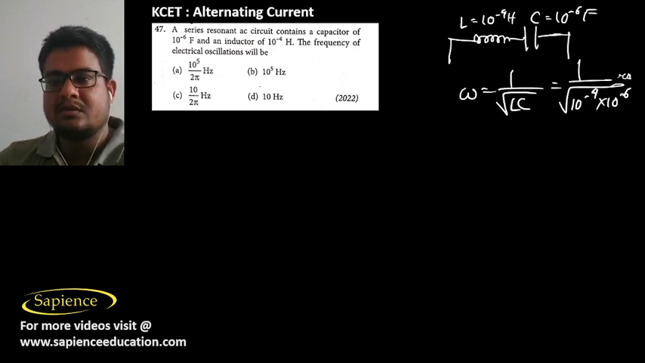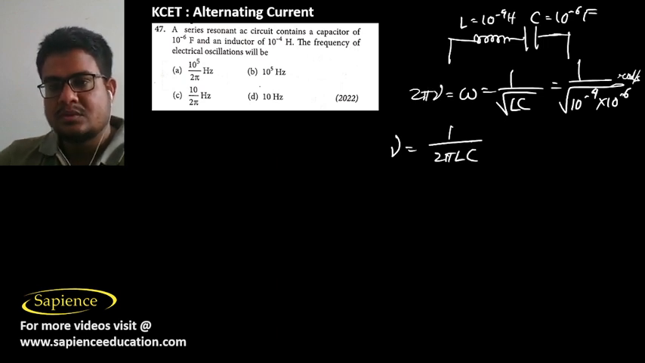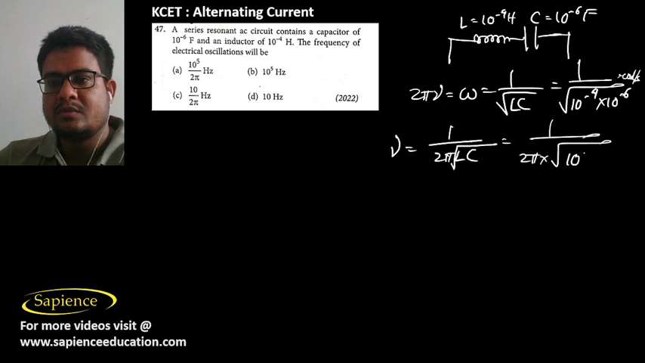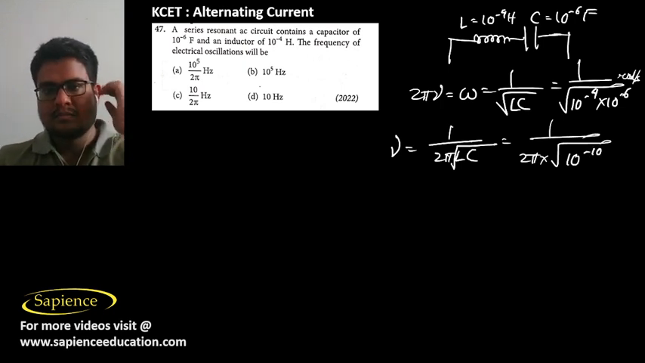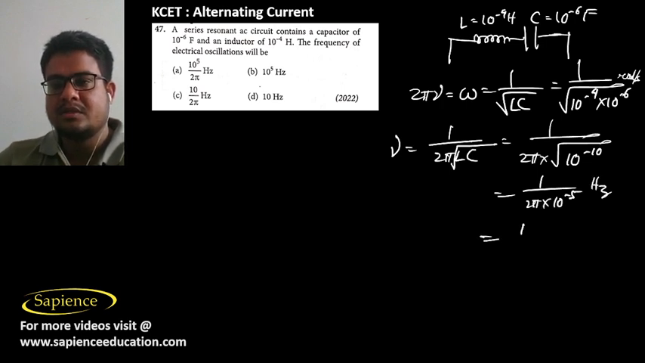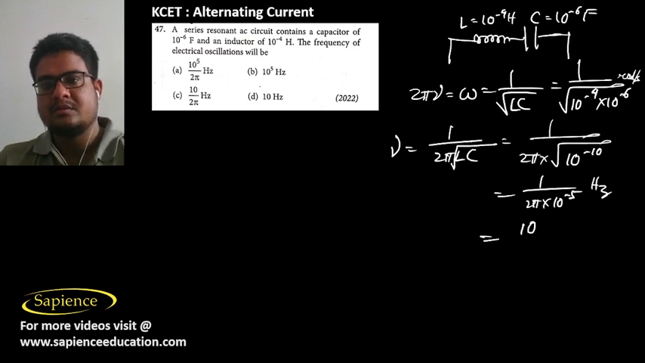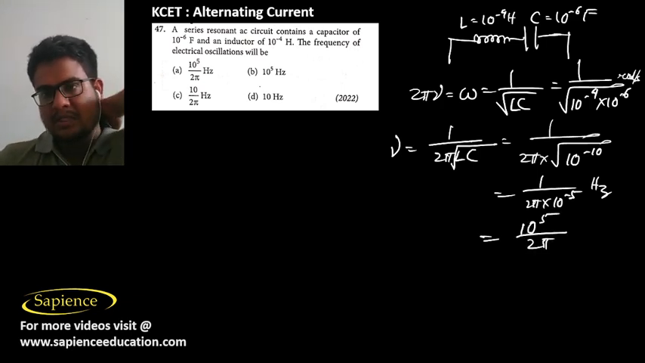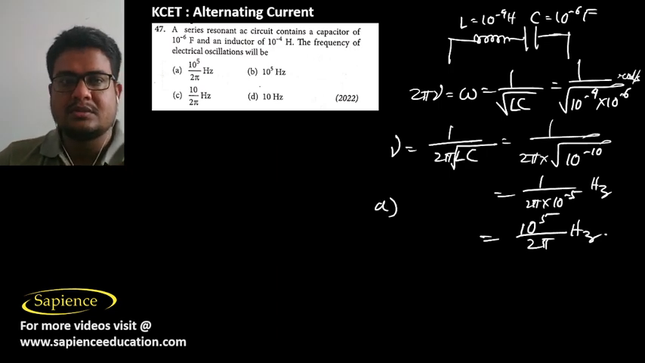So this will be the angular frequency, but we have to find the frequency nu, which is equal to 1 by 2 pi root LC, since omega is equal to 2 pi into nu. So it is 1 by 2 pi into root over 10 power minus 10, that is 1 by 2 pi into 10 power minus 5. It will be 10 power 5 by 2 pi hertz. A is the correct answer.